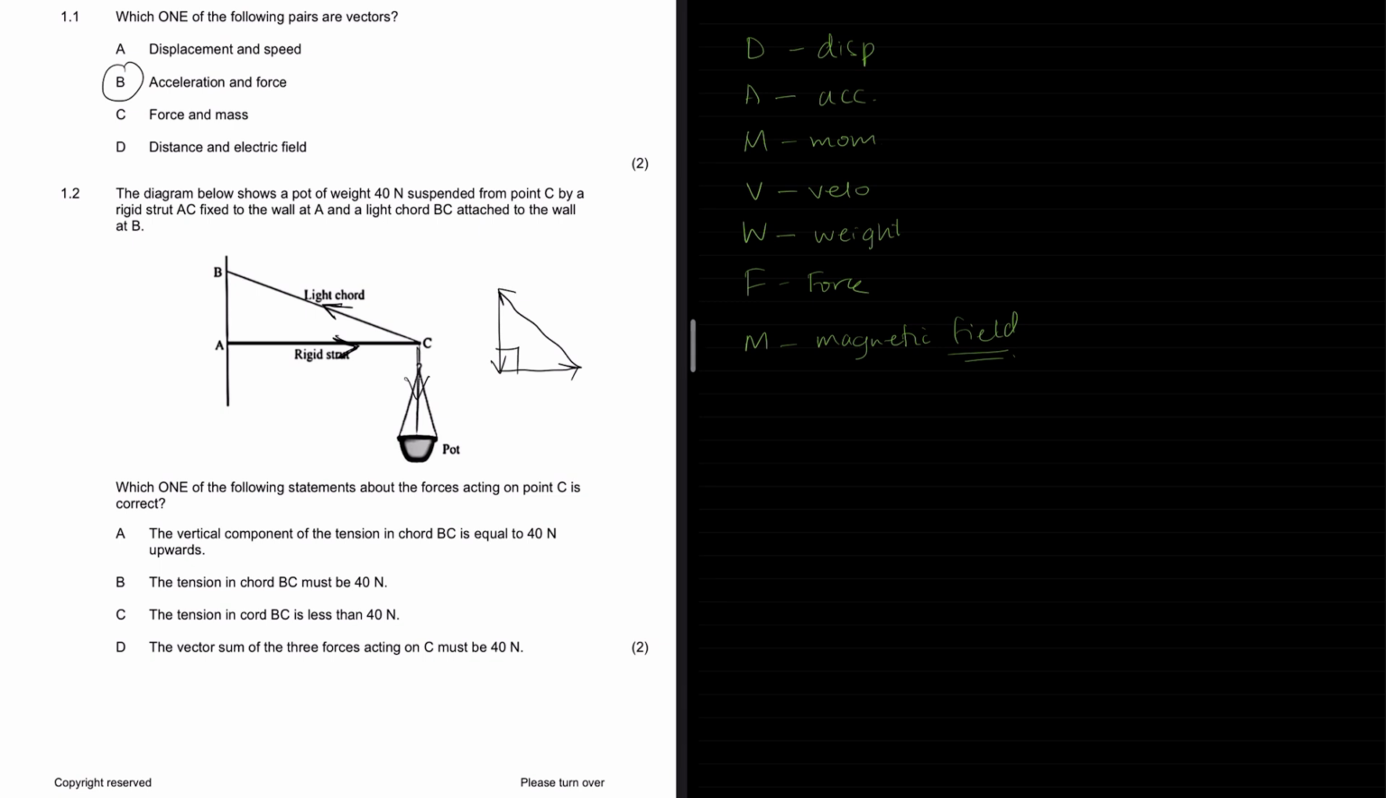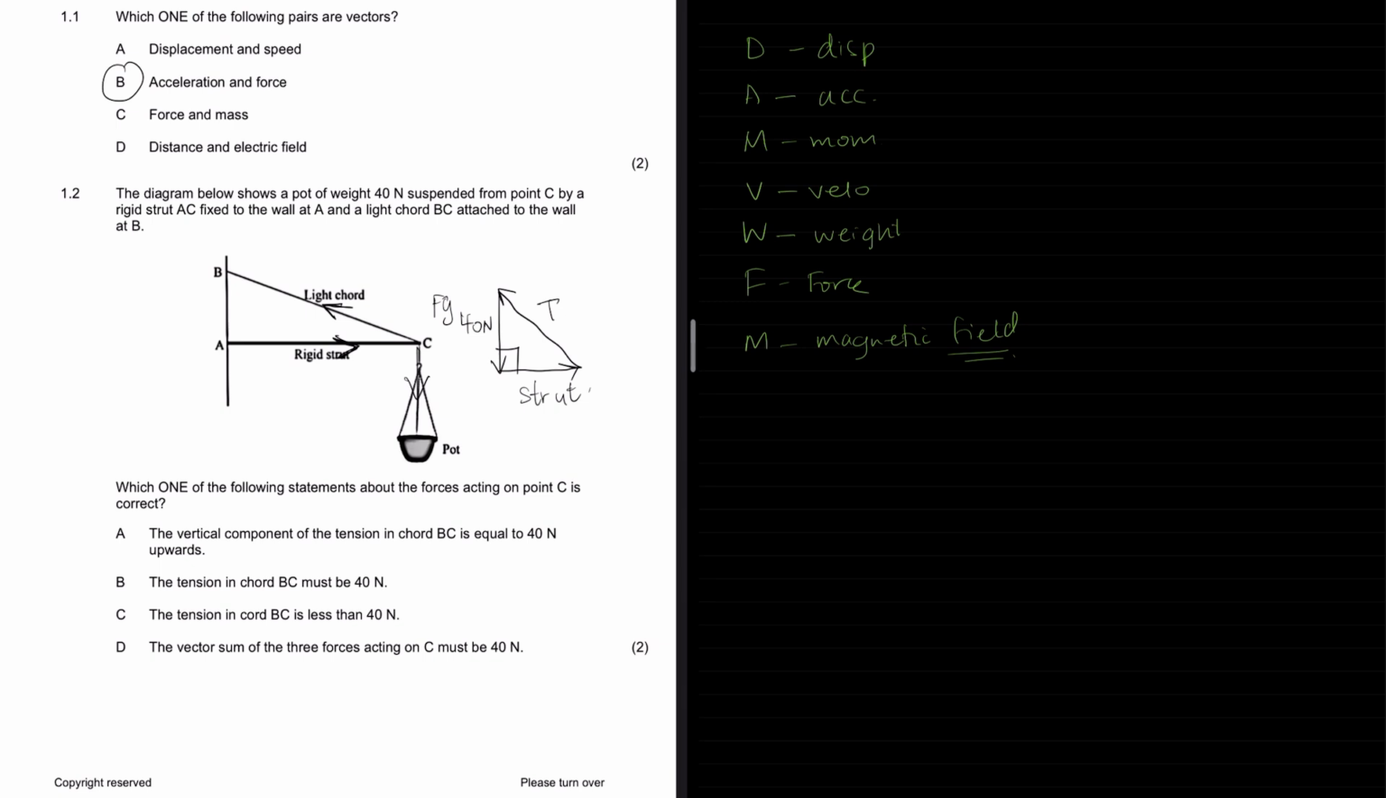That's 90 degrees. So this is 40 newtons rather, and that's our force of gravity. This is going to be our tension, and that's going to be the strut. So let's look at the options. Option A, the vertical component of the tension in cord BC is equal to 40 newtons upward. Okay, that could be an option, though let's go to the rest. B, the tension in cord BC must be 40 newtons.